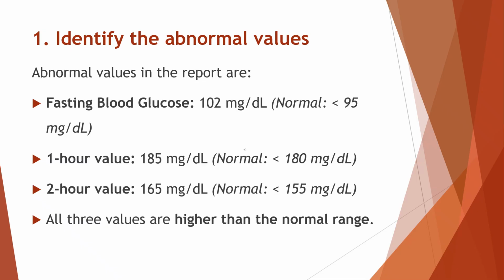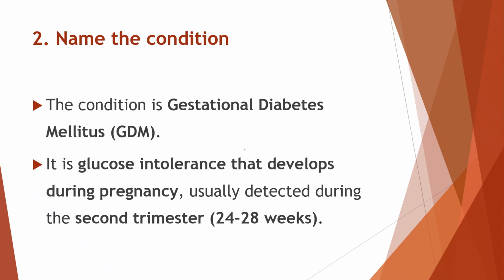Students, after identifying the abnormal values, the next step is to name the condition. Based on the elevated OGTT values, the condition is gestational diabetes mellitus, commonly known as GDM. Gestational diabetes mellitus refers to glucose intolerance that first develops during pregnancy. It is usually detected during the second trimester, particularly between 24 and 28 weeks of gestation, when screening tests like the oral glucose tolerance test are commonly performed.